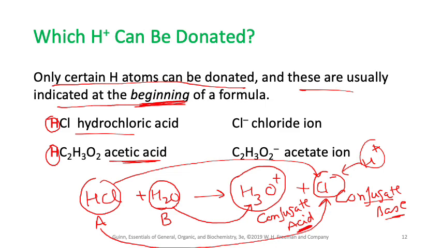So just remember, in any chemical reaction, according to Bronsted and Lowry, the compound that is behaving as an acid is going to convert into a conjugate base, and the base is going to convert into a conjugate acid by taking up the proton from somebody else.